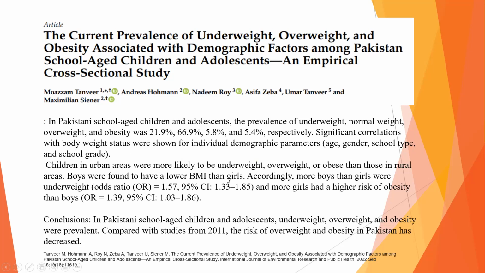This study was done in one of the specified areas of Pakistan, and it showed that urban areas were more likely to be underweight, overweight, or obese than the rural areas, and more boys than girls were affected. So, in Pakistan, underweight and obesity were prevalent among school-age children and adolescents compared to previous studies from 2011. The risk of overweight or obesity has decreased, but still the numbers are high.